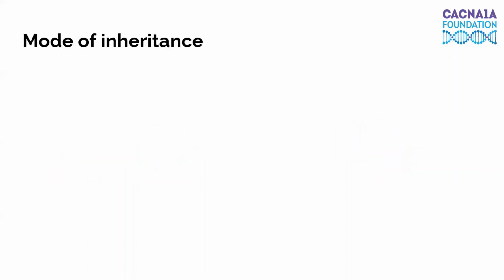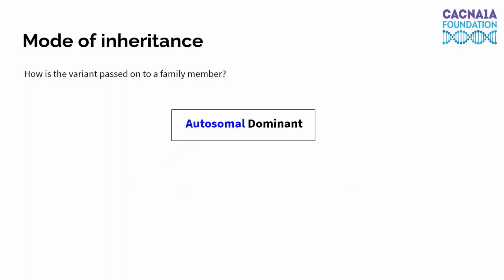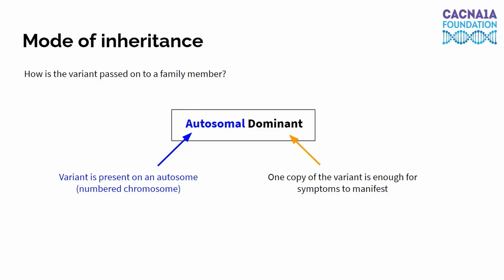So let's take a look at what that means a little more. This answers the question of how the variant is passed on to a family member. There's two parts to being autosomal dominant. The first is that the variant is present on an autosome, which is one of those numbered chromosomes that we've talked about. And we know that CACNA1A is present on the 19th chromosome. And dominant means that only one copy of that variant is enough for symptoms to manifest.